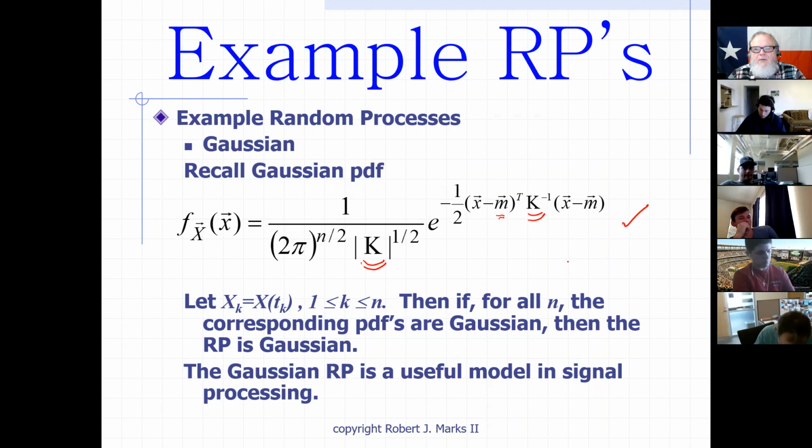Do we have a dimension? Yes, we do have a dimension. The dimension is n. So for a dimension of n, we have n random variables, and the K matrix, the covariance matrix, is going to be an n by n matrix. So if for all n, the corresponding PDFs are Gaussian, then the random process is Gaussian. What does that mean? That means as follows. Suppose you have a stochastic process like this, right?